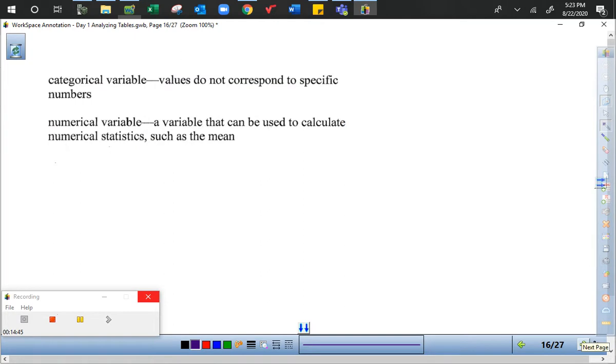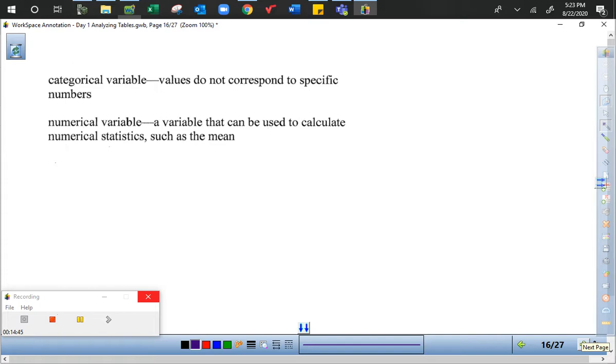Now, we've talked about variables, specifically these last ones. We talked skill level and amount of protective gear worn. These variables can be classified into one of two types, a categorical variable and a numerical variable. Kind of what it sounds like, a categorical variable just categorizes into a specific grouping. It doesn't correspond to specific numbers.